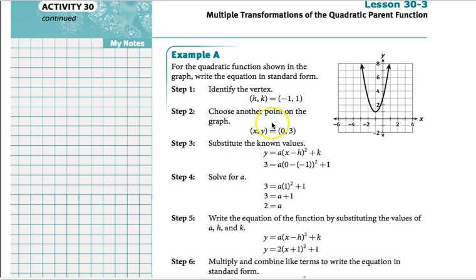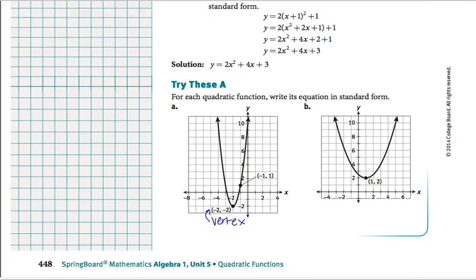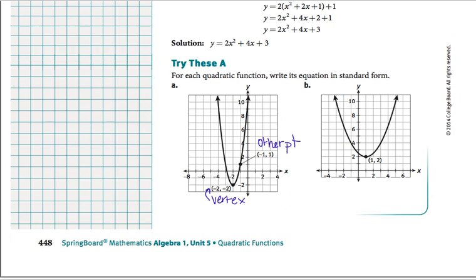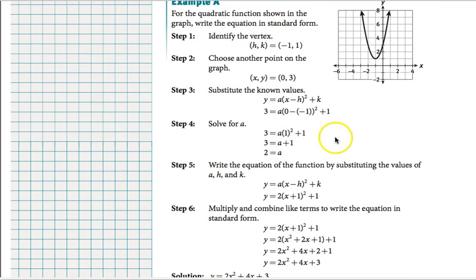Now choose another point on the graph, X, Y. They chose (0, 3) here. So here, they've already labeled another point for us. So we're just going to say (-1, 1) is my other point. Then it says substitute the known values.